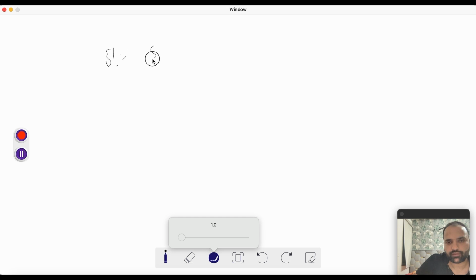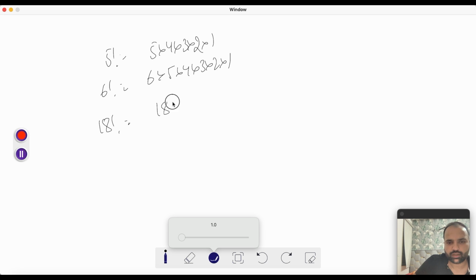Let's say we have 5 factorial, we can write 5 into 4 into 3 into 2 into 1. For 6 factorial, it will be 6 into 5 into 4 into 3 into 2 into 1. For any number we can take, let's say 18 factorial, we have 18 into 17 into 16 into 15 into 14 and so on down to 3 into 2 into 1. Basically we are starting from the number and going in reverse direction till 1.